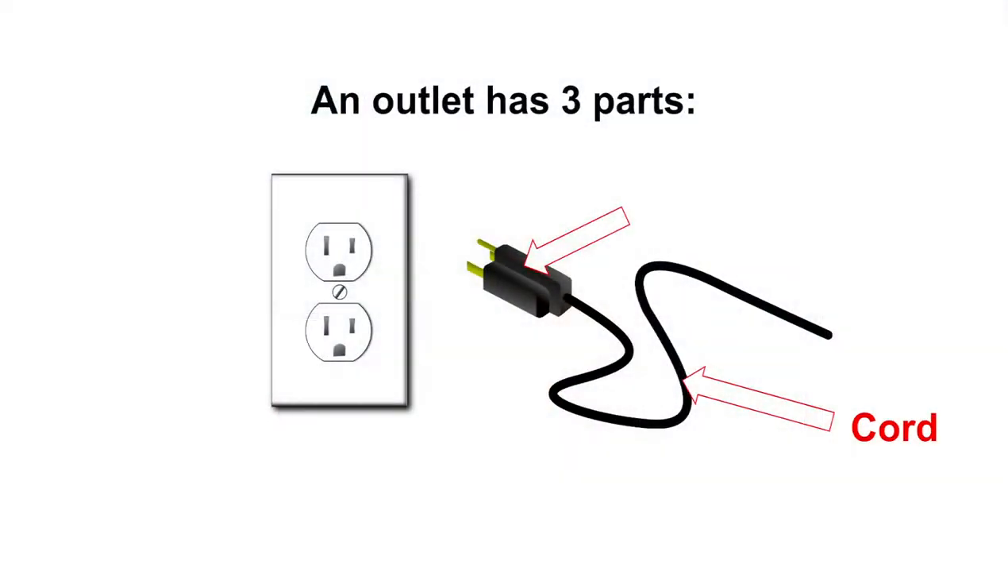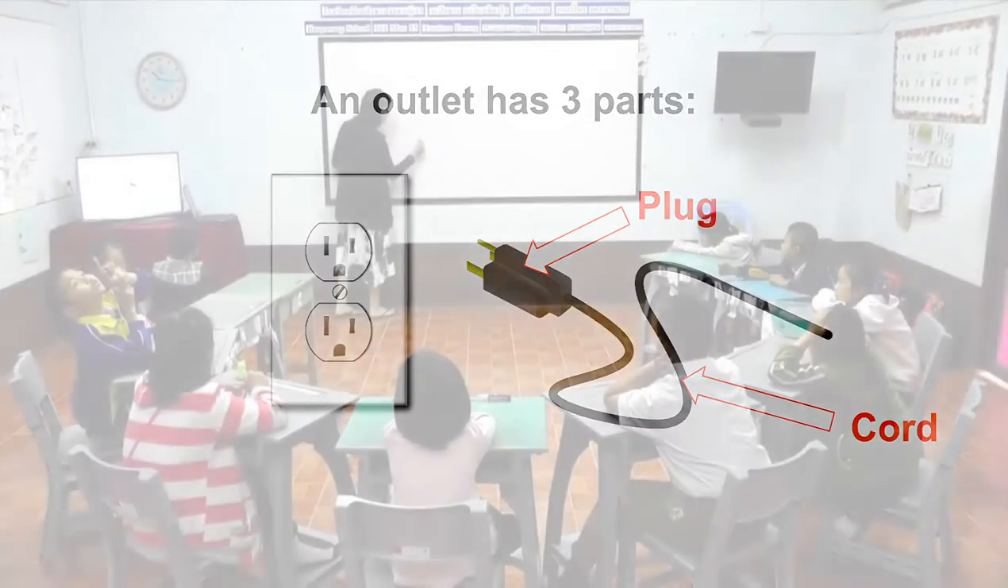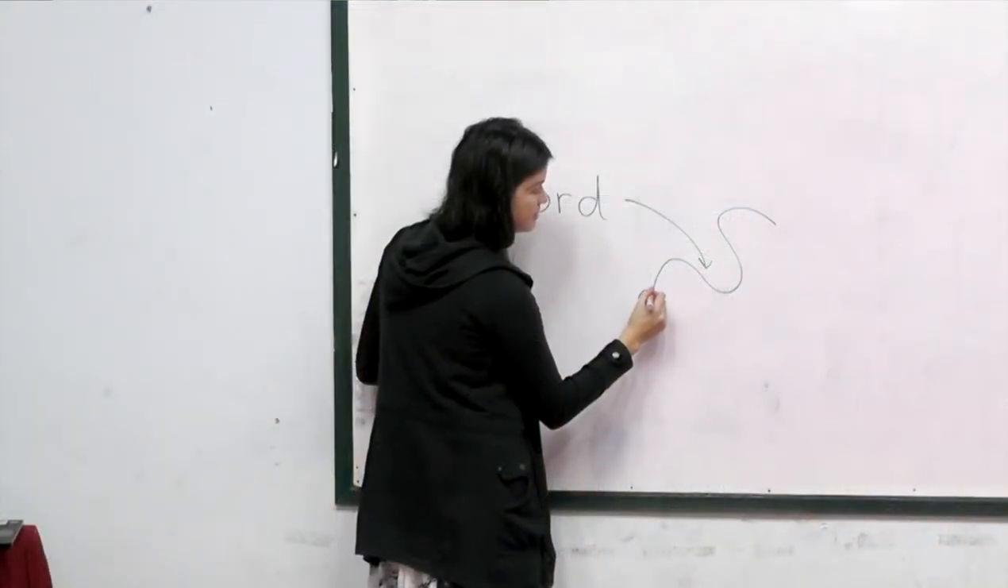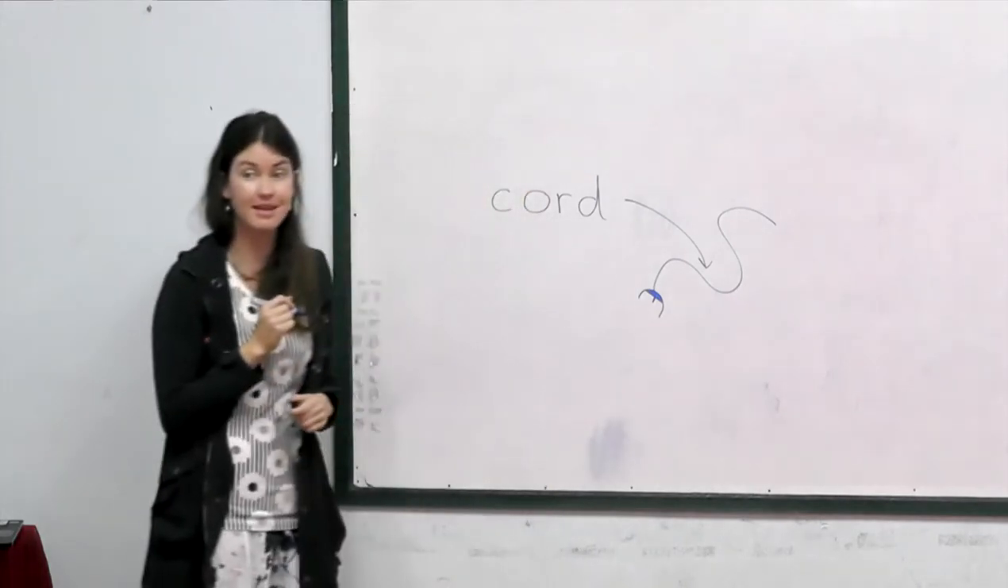What do we call this part? The part that goes into the wall. What is it? The plug. Very nice. We've got our plug. This is the part that goes in the wall. Can you help me spell it?